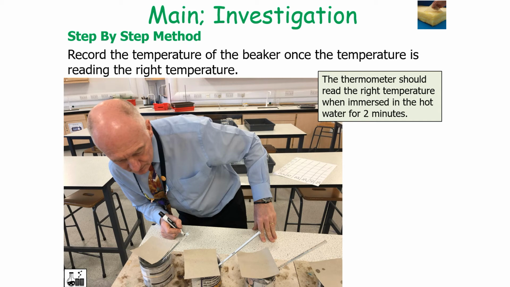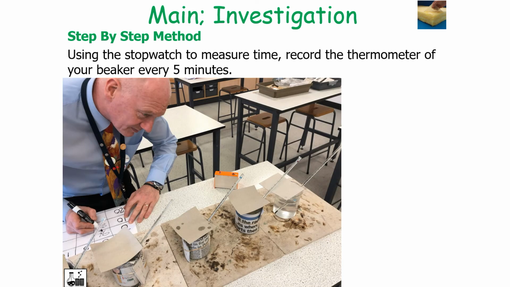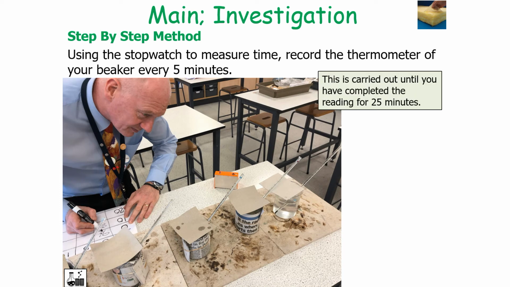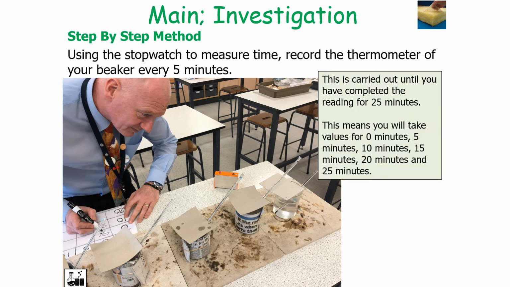So the thermometer should read the right temperature when it's immersed in hot water for about 2 minutes, as it's had chance to gain thermal equilibrium. You then, using the stopwatch to measure the time, record the temperature of your beaker every 5 minutes. You then carry this out for 25 minutes. So this means you'll have a value for 0 minutes, 5 minutes, 10 minutes, 15 minutes, 20 minutes, and 25 minutes. So your interval is 5 minutes, but your range is from 0 to 25 minutes.